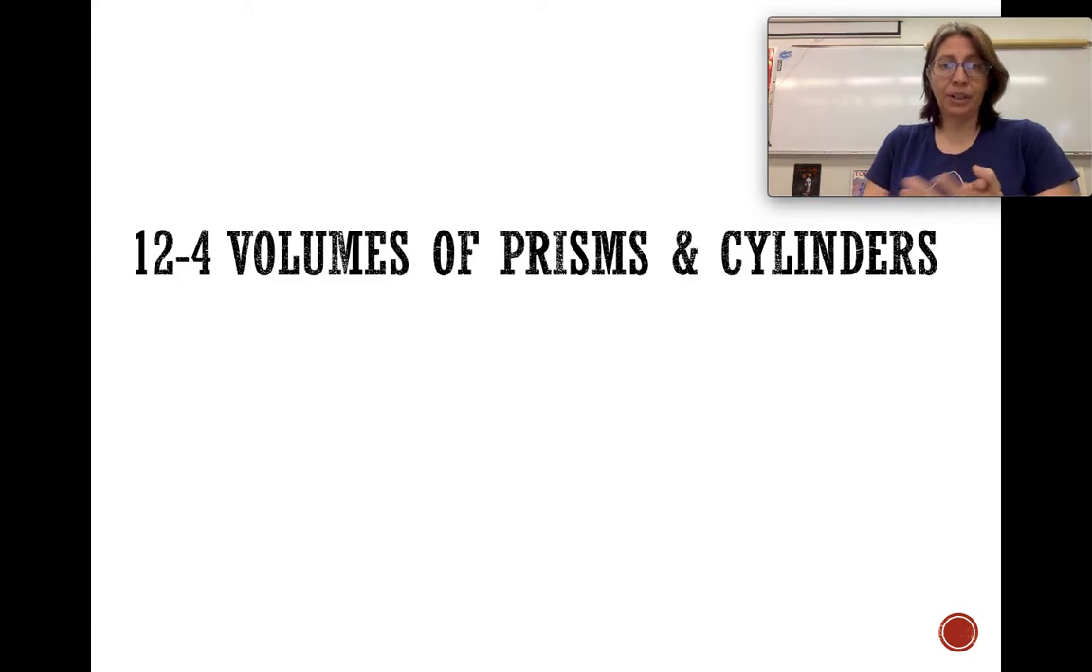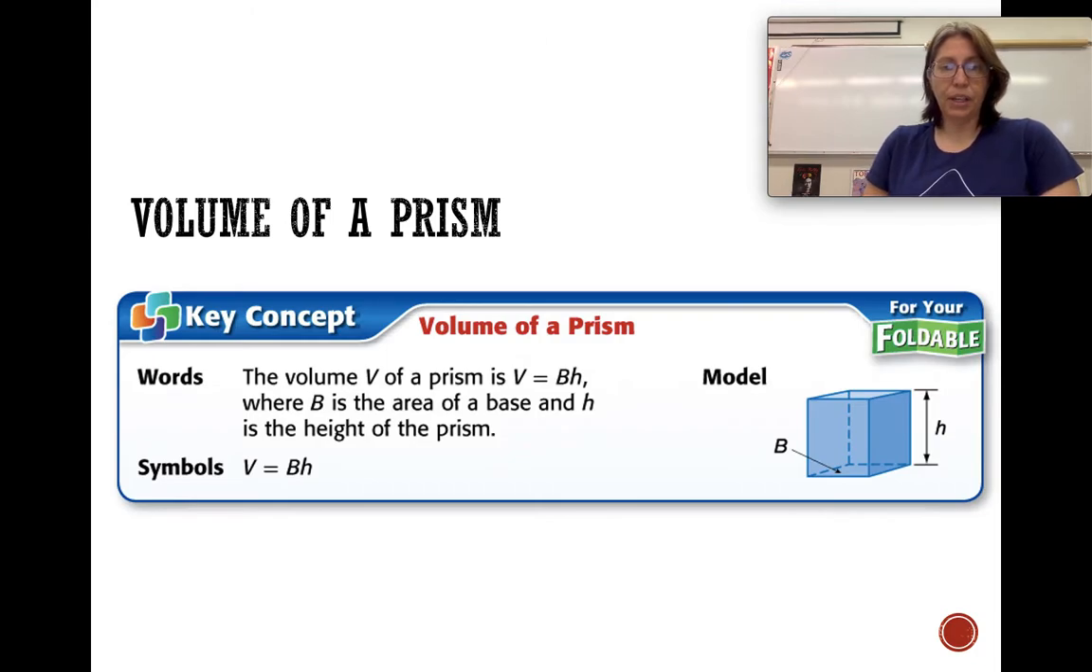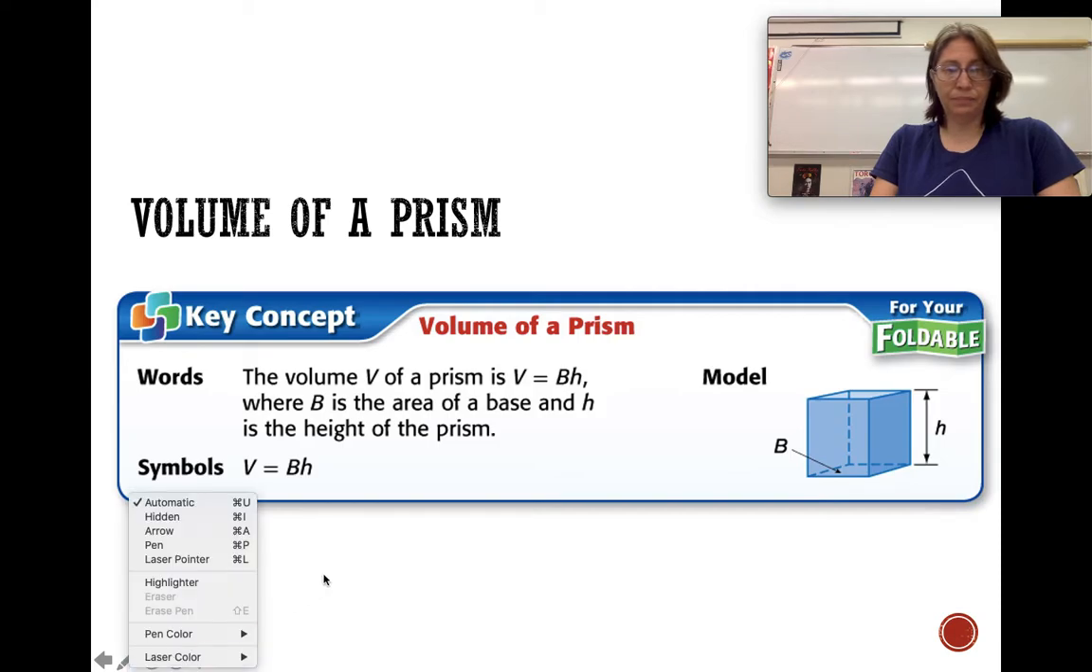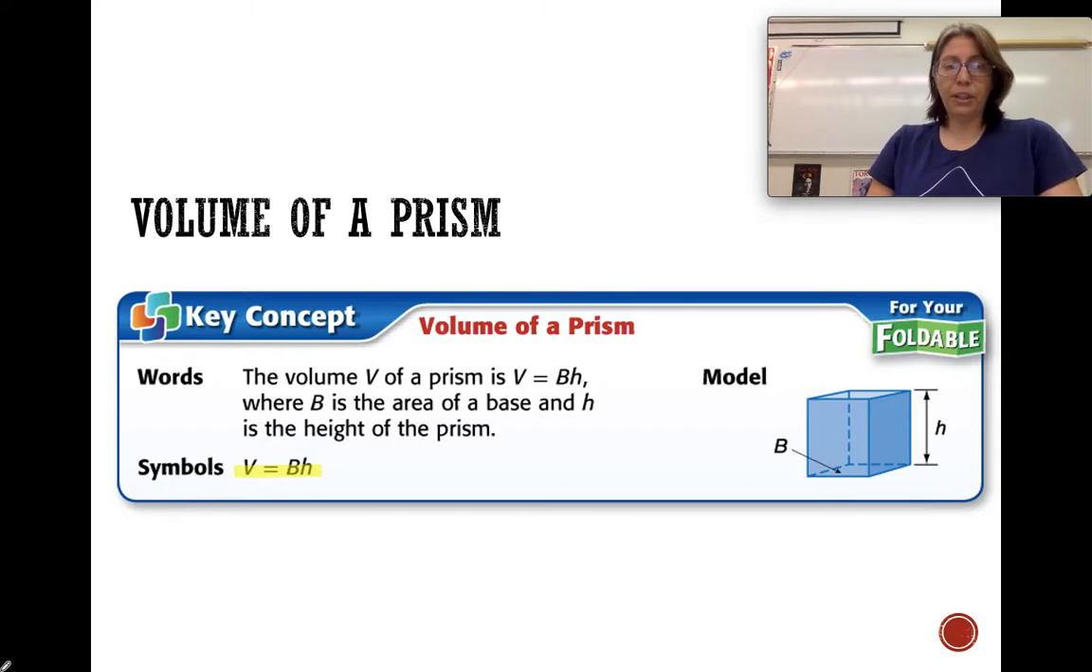All right, we're doing volumes of prisms and cylinders. So let's take a look. Volume is just B times H. That's the formula you need. Again, capital B is the area of the base, which will change based on what the base is. Everything we did in chapter 11 is very important to this chapter because you have to be able to find the area of polygons.